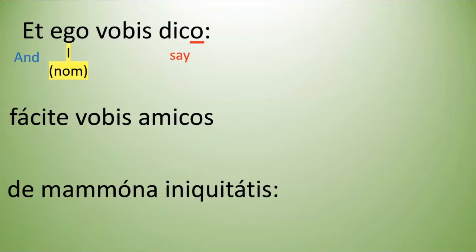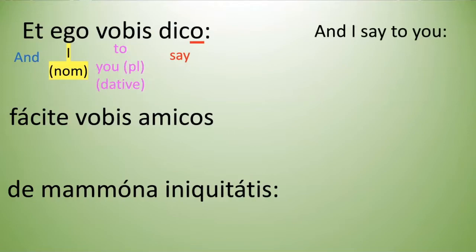We've also seen vobis. This is in the dative. When you have a word in the dative, you have to insert a to or a for usually. So we're going to insert to, and this is you plural. And I say to you.